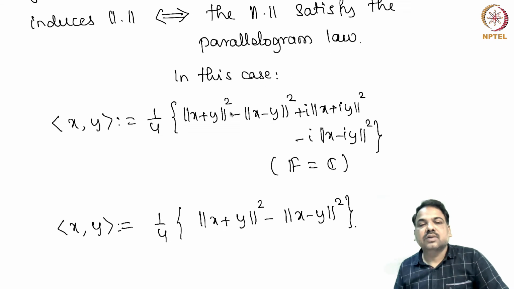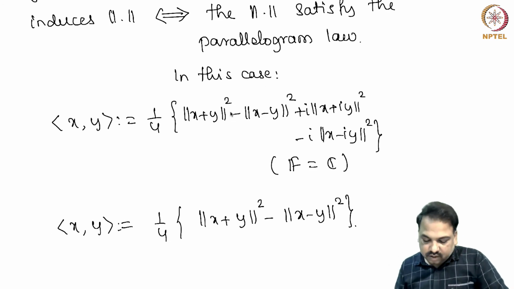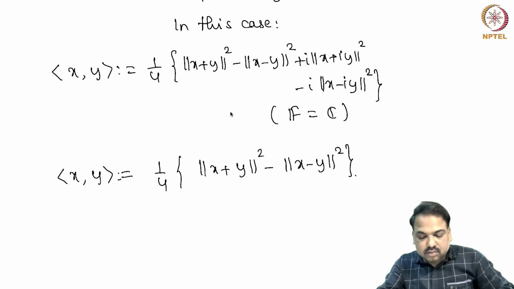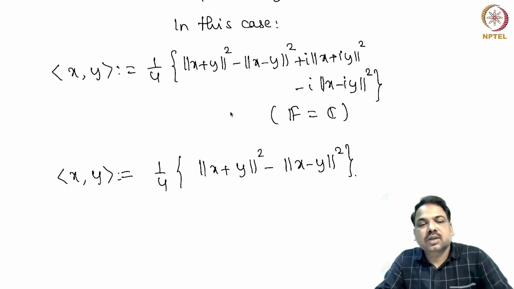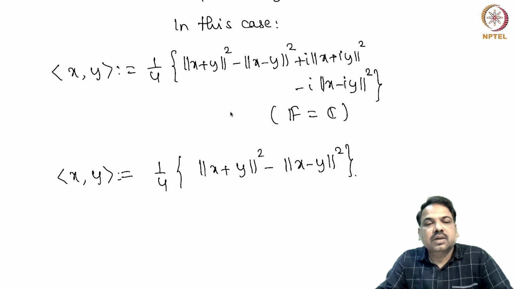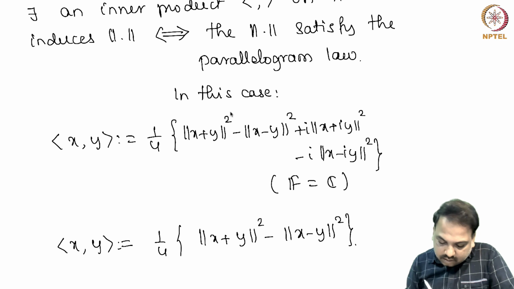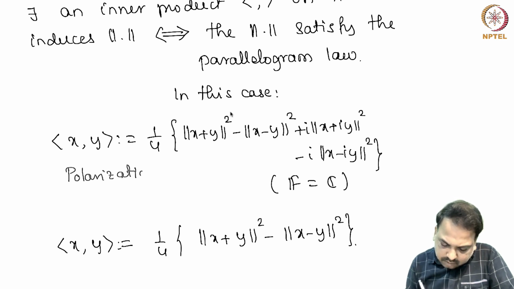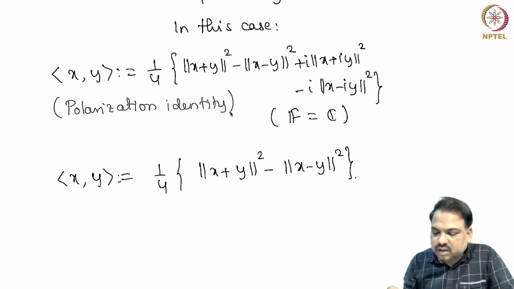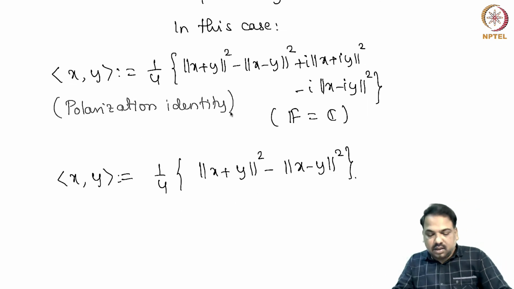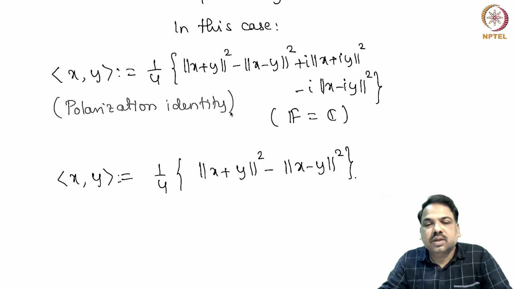So when the norm satisfies the parallelogram law, then we can say that there exists an inner product which induces the norm, and the inner product is given by the polarization identity. So this is called the polarization identity. This is a very useful identity, and this parallelogram law is also very important, that we will be discussing at a later stage.